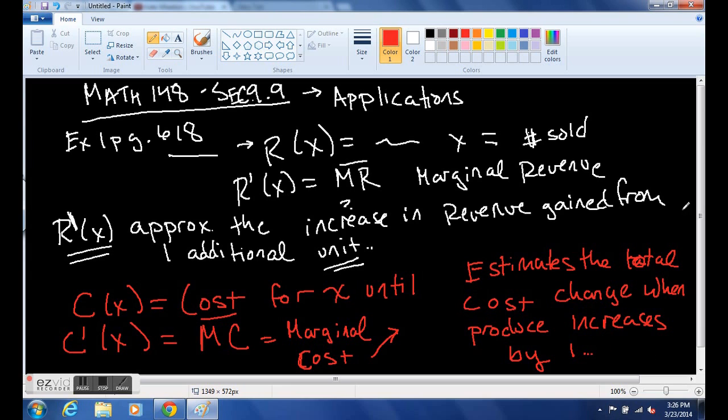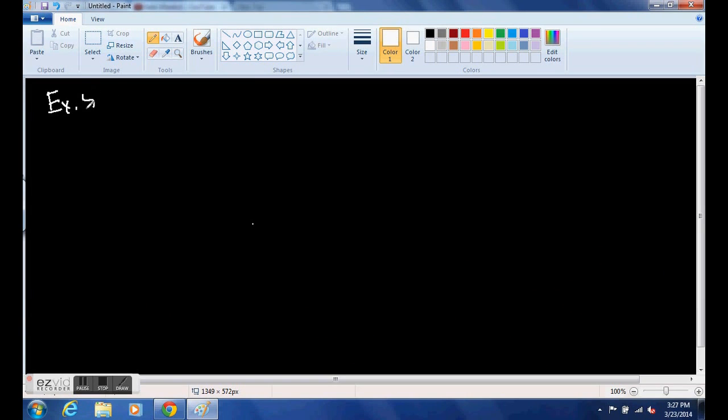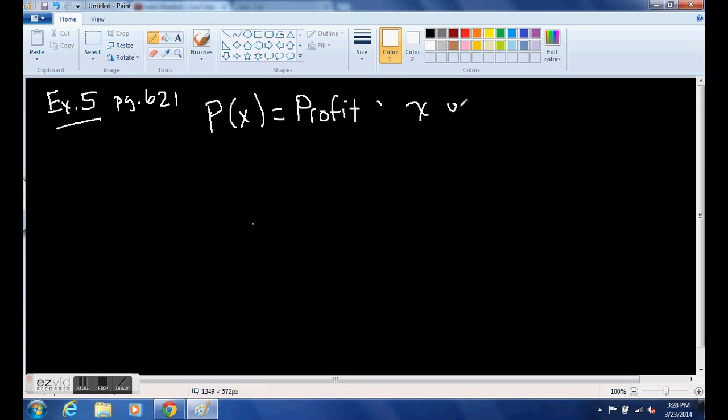Okay, I'll do one more for you. So here's roughly example number 5 in your book on page 621. So you could have P of x, which is going to be a profit function. So what is your profit when you are producing or selling x units? Most of the time it's when you sell x units, what is your profit? You'll notice revenue is different from cost, which is different from profit. And obviously, profit is equal to revenue minus cost.